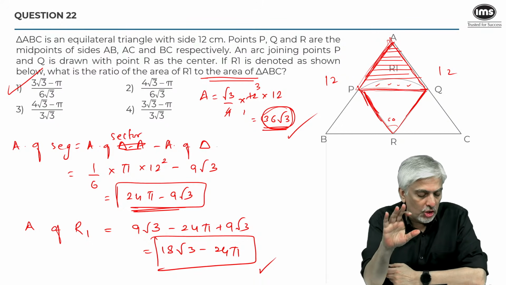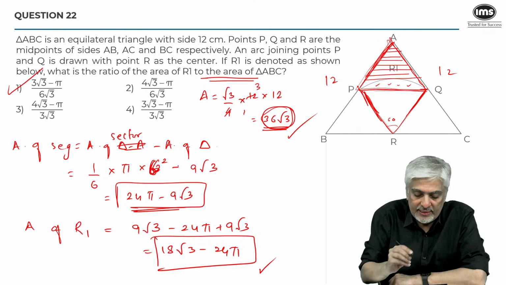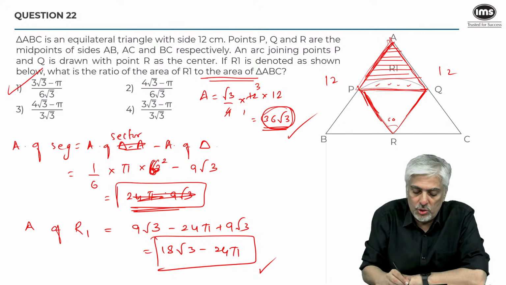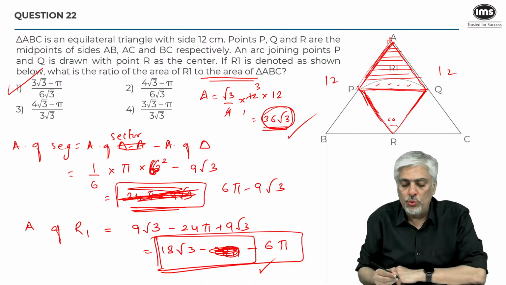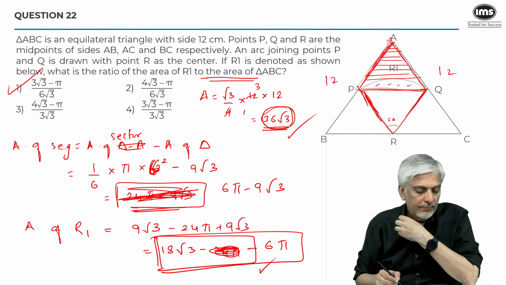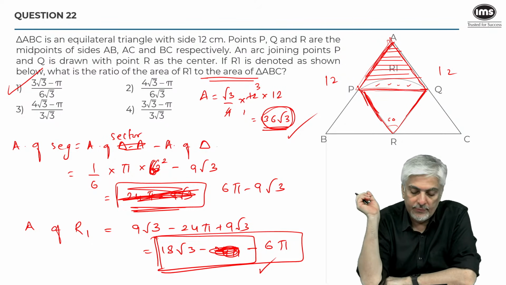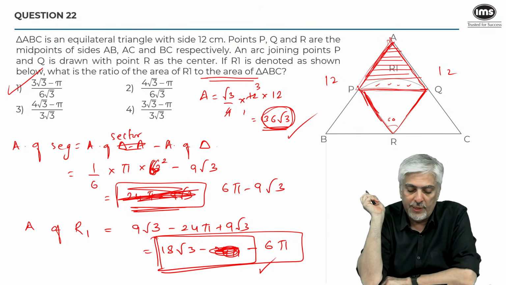Oh, have I made an error? Sorry. My bad, I made a small error. This radius is 6. Yes, the answer doesn't come out with this. 6 cuts out. So the radius was not 12. So this was how much? 6 pi minus 9 root 3. So this is going to be 6 pi. So sorry, everybody. 6 pi. Thanks for pointing it out. 18 root 3 minus 6 pi. So 18 root 3 minus 6 pi and divided by 36 pi.